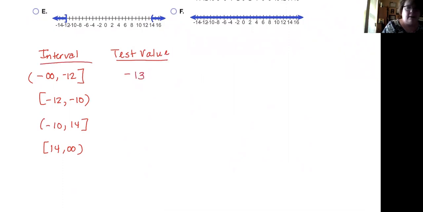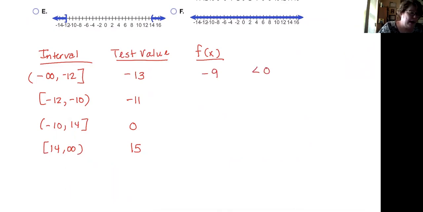Negative 13 is less than negative 12. Between negative 12 and negative 10, negative 11. 0 is between negative 10 and 14, so I'm going to pick that. That's the easiest one to test. 15 is bigger than 14. Okay, so I'm going to take my handy dandy calculator out, and I'm going to let my calculator evaluate each of these. The function evaluated at negative 13 is negative 9. Well, that's less than 0.